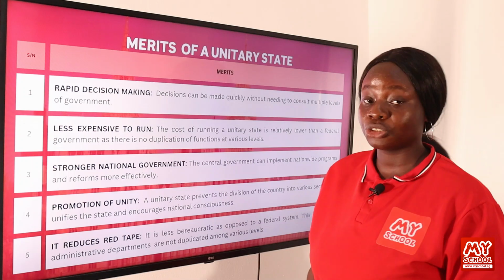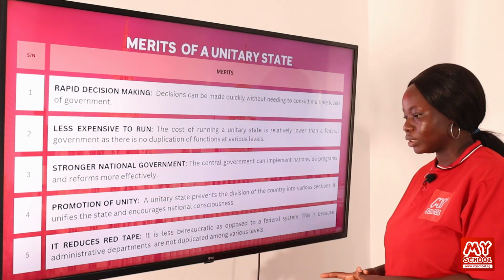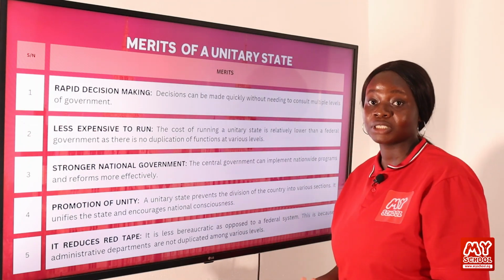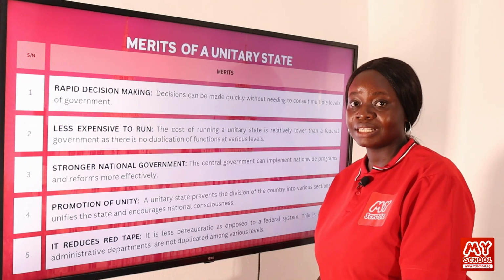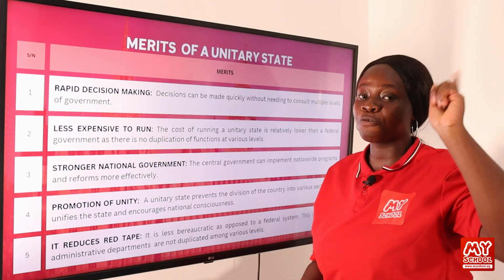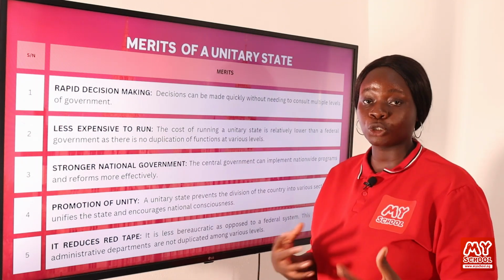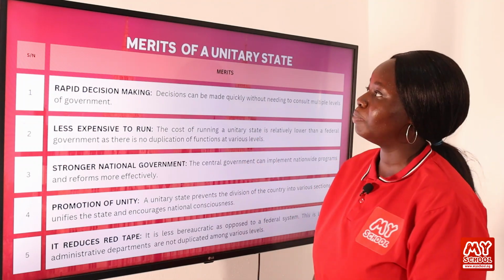Another merit is that it reduces red tape. It is less bureaucratic as opposed to a federal system. This is because administrative departments are not duplicated among various levels. You know, sometimes in a federal state, when something doesn't work out at the state level, they may refer you to another office right in the capital. And because of that, there is a lot of red tape, a lot of bureaucracy within the system. This is why a unitary system is better.